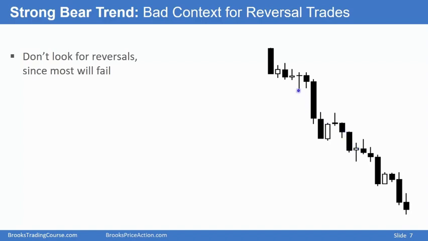Look to the left. The bear channel is very tight, not much in terms of big bull trend bars, not much buying pressure. A bull bar, a bull reversal bar, is not reason enough to buy. These reversals will fail within a few bars and become bear flags. Instead of buying, you should be looking to sell.